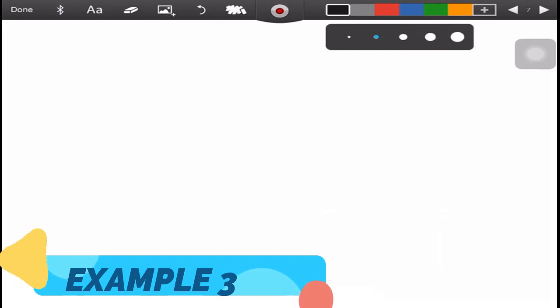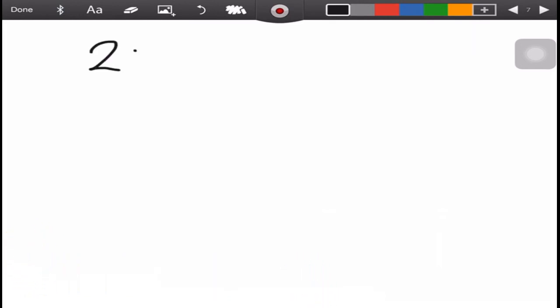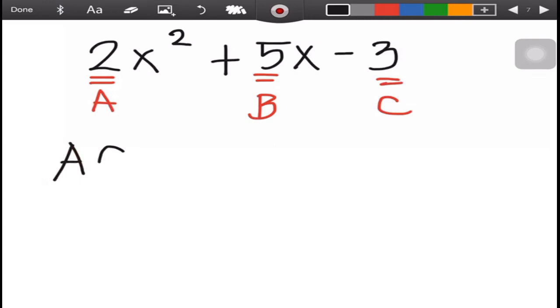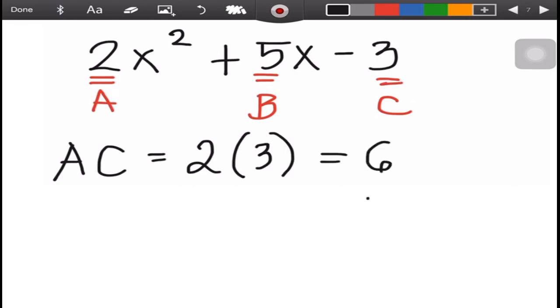Example number 3. Factor 2x squared plus 5x minus 3. Let's have the A, B, and C. And then we will multiply A and C. It will give us 2 times 3. So 2 times 3, that is 6.